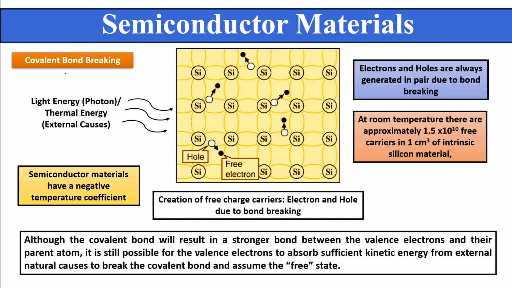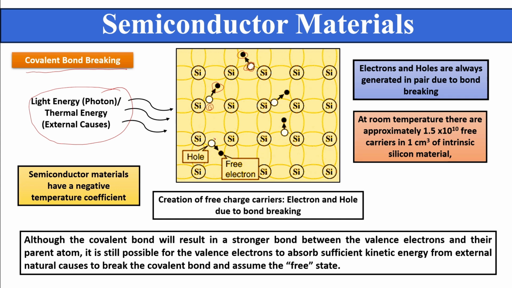So what happens? Whenever a covalent bond of the silicon crystal breaks, when it gains energy from external sources in the form of light or heat, the electron will leave its place and a vacancy will be created here, and the electron becomes free. Again, when this bond breaks, the electron leaves the place, a vacancy is created, and a free electron is found.